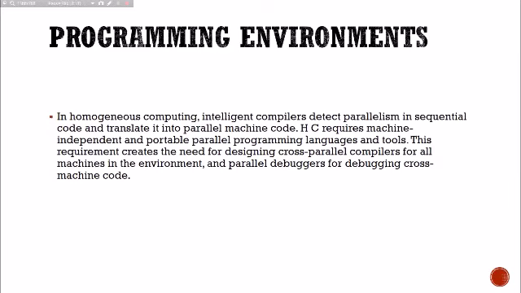And now we'll go for programming environments. A parallel programming environment includes parallel languages, intelligent compilers, parallel debuggers, syntax directed editors, configuration management tools and other programming aids. In homogeneous computing, intelligent compilers detect parallelism in sequential code and translate it into parallel machine code. And HC requires independent and portable programming languages and tools. So this requirement creates the need for designing cross-parallel compilers for all the machines in the environment, and parallel debuggers for debugging cross-machine code. We have code written for one machine and we want to run it on another machine. For that, the code to be compiled on another machine is not supported, so we need cross compilers for that.